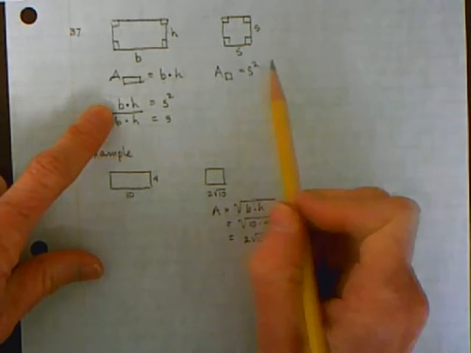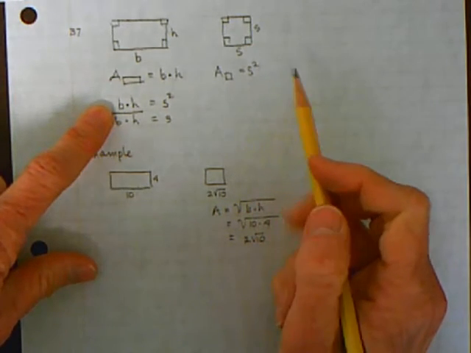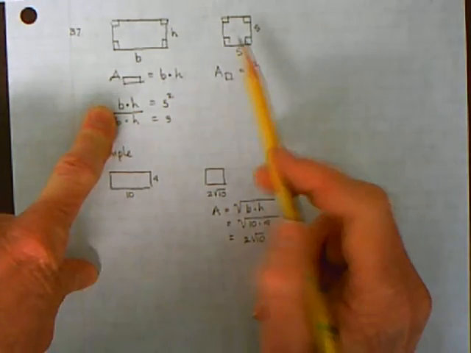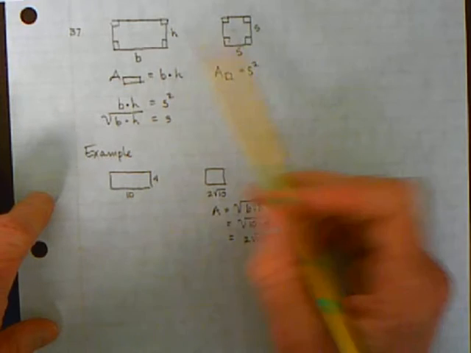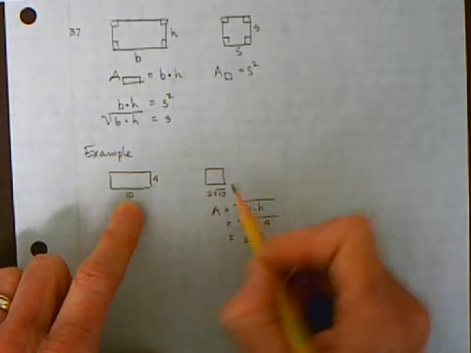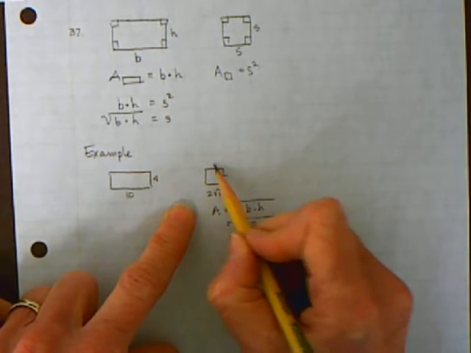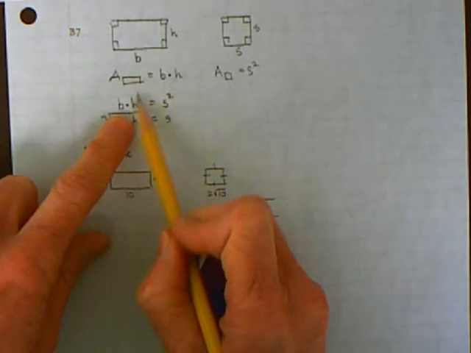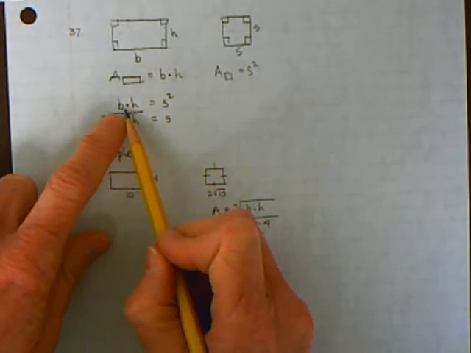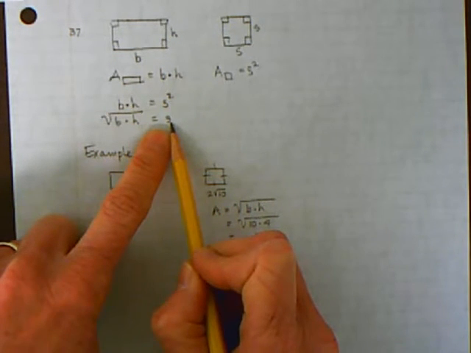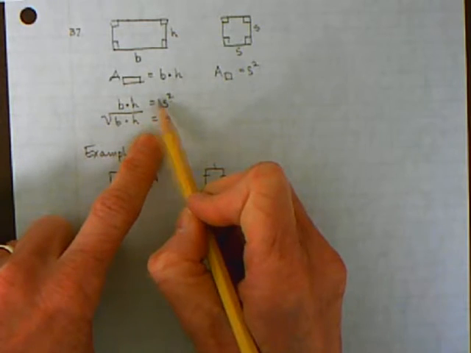Okay. The problem is they want you to construct a square that has the same area as a rectangle. So first you construct the rectangle, and then you got to figure out what's the side length of a square. All right. So here's how we figure this out. I know these areas have to be the same, so I set base times height equal to side squared, and I solve for side. Okay. So you can see that when I take the square root of both sides here.